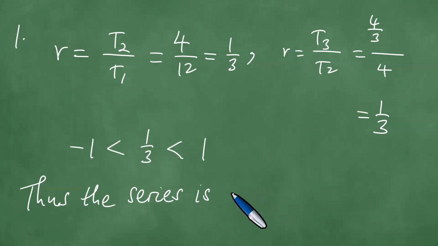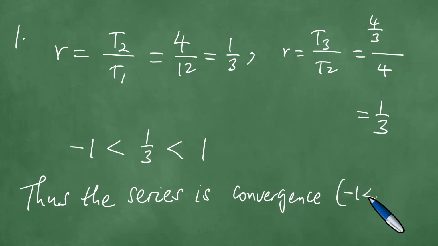Therefore, thus the series is what? Is convergent. How is it convergent? How do we see that? Because -1 is less than 1/3, which is less than 1. Okay, so it's convergent because of this. Now, there are a couple of other things that you need to master in this case. So let's just continue and analyze the next question.